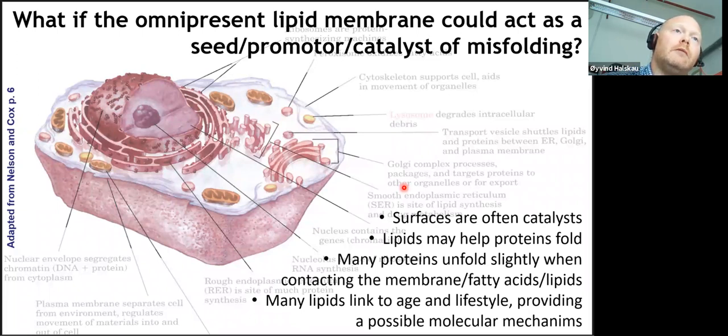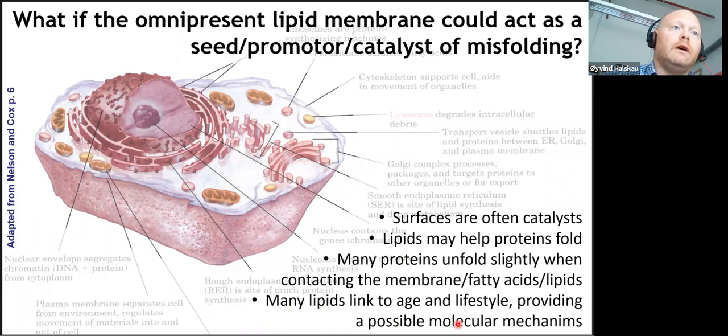Lipids might actually help proteins fold, so why can't they also cause misfolding? Many proteins unfold slightly when contacting the membrane or fatty acids or other lipids present. And what if this slight unfolding primes them for misfolding, or if there is another protein next to it on the surface that starts the ball rolling?